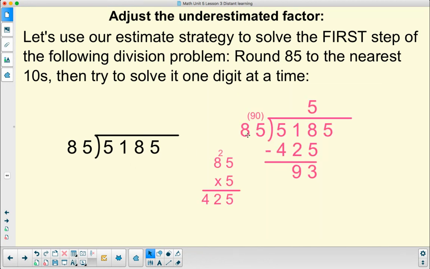All right, so to get my estimate, I rounded 85 to 90. How many 9s go into 51? There would be 5, so my estimate was 5. But when I multiplied 5 by 85, I got 425, which gave me 93. Now, I knew right away because I compare, and I should not have a remainder greater than my divisor. So I underestimated. My 5 is too little. So I need to adjust it up.